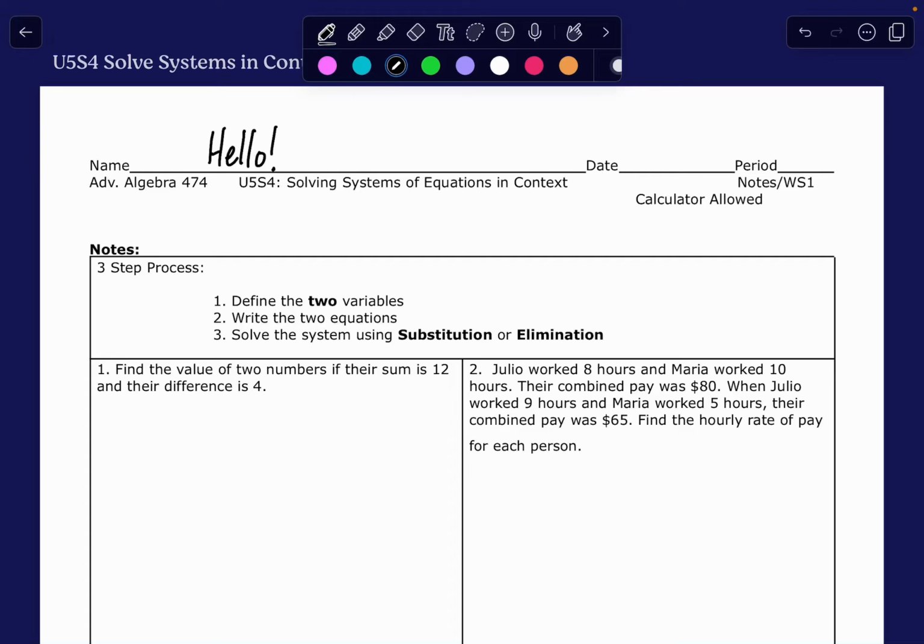Hello, Mr. Stack here. I miss you in class today, but we're going to do some notes together here on solving systems in word problems.